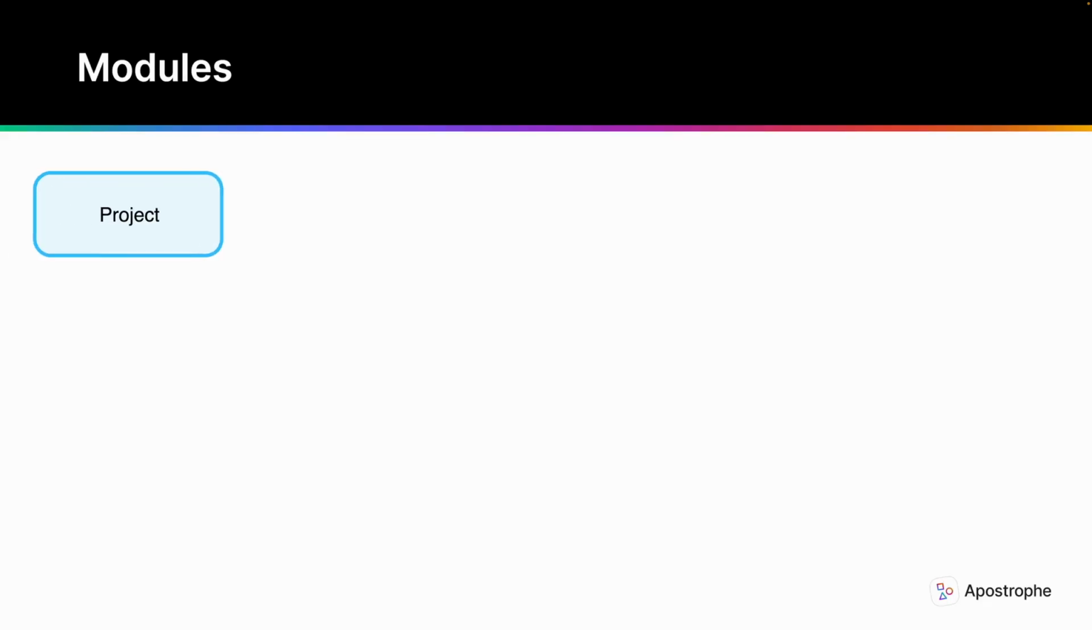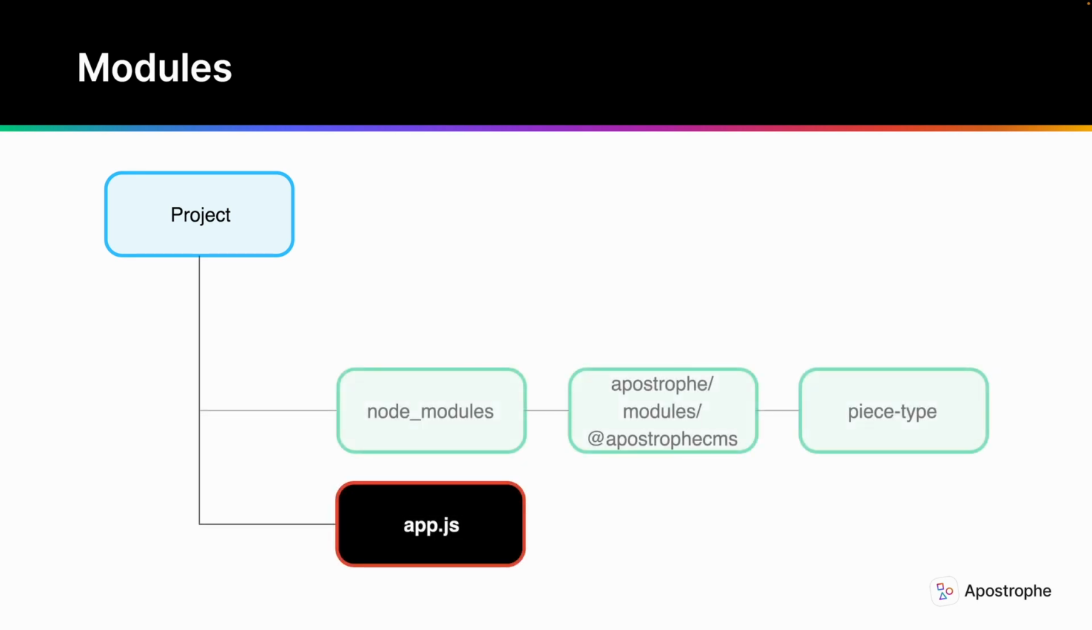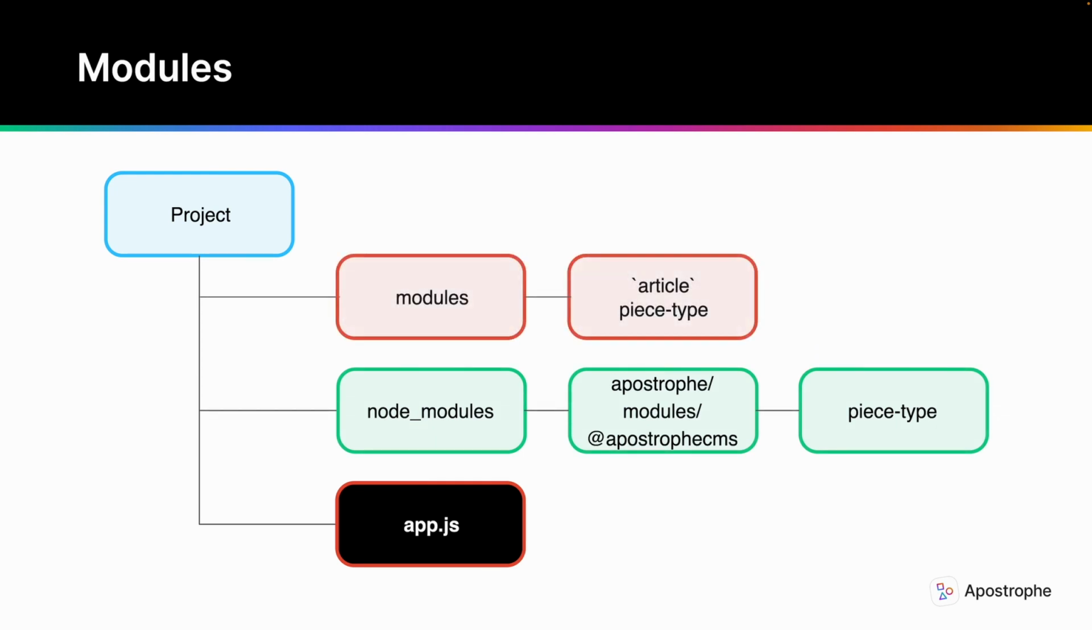Module inheritance is an important concept in Apostrophe. Most of the modules in your project will extend a core Apostrophe module. For example, a module to create a new piece type will extend the @apostrophecms/piece-type module from the Apostrophe package in the node_modules folder. Your custom piece module creates a new instance of the core module with a different name, inheriting all the methods and tasks of the original.